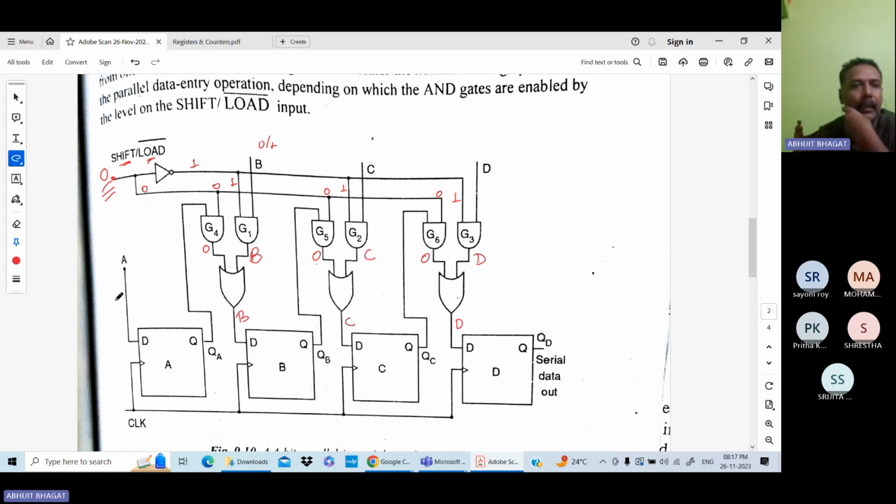ডায়াগ্রামটা মনে থাকলে you can explain by your own. There is nothing to रटने वाला, इसमें कुछ नहीं है. Just you have to understand. You can explain by your own.